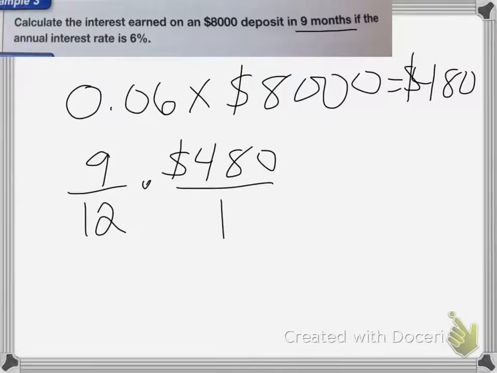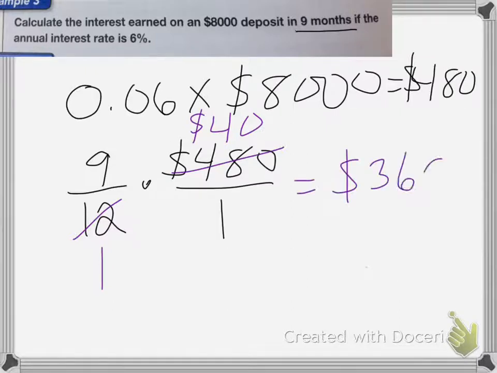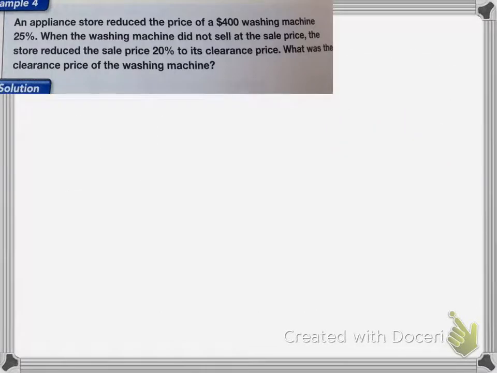So first, we can go ahead and cancel the 12 and the 480. 12 becomes a 1, 480 becomes 40. So I'm left with 9 times 40, which is $360. So in 9 months, she earned $360. Okay, now we have successive discounts. To calculate a successive discount, we find a percent of a percent.